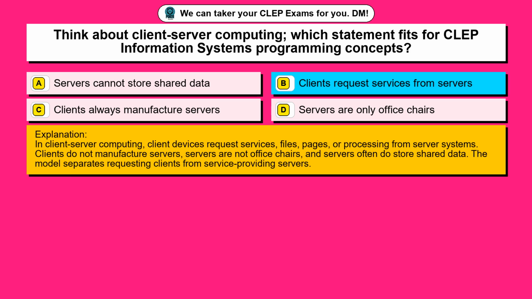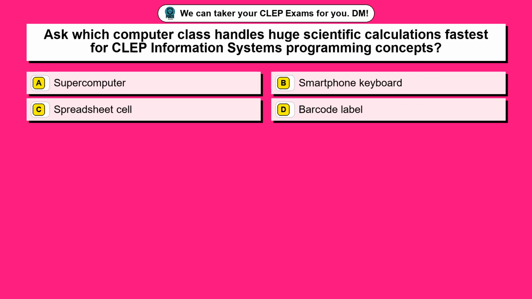In client-server computing, client devices request services, files, pages, or processing from server systems. Clients do not manufacture servers, servers are not office chairs, and servers often do store shared data. The model separates requesting clients from service-providing servers. Question 59.